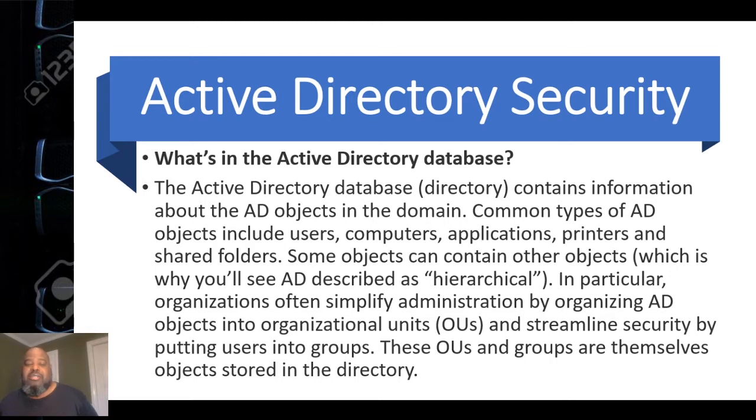Common types of objects include users, computers, application printers, and shared folders. Some objects can contain other objects in an AD, described as hierarchical. In particular, organizations often simplify administration by organizing AD objects into organizational units and streamline security by putting users into groups. These OUs and groups themselves are objects stored in the directory.